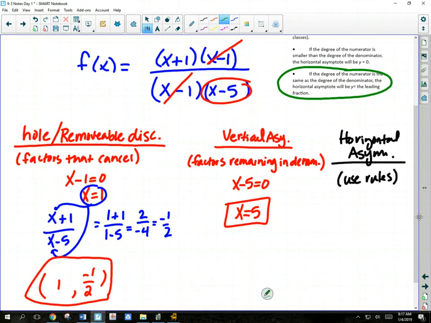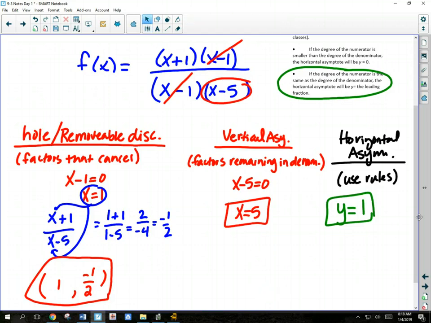Horizontal asymptotes, again, I don't want you to give me just a number. A horizontal asymptote is a line, so I want you to give me the equation of that line. Horizontal lines always have y equals equations, and so in this case, it would be y equals 1 over 1, or just y equals 1. Okay? So there's that one.